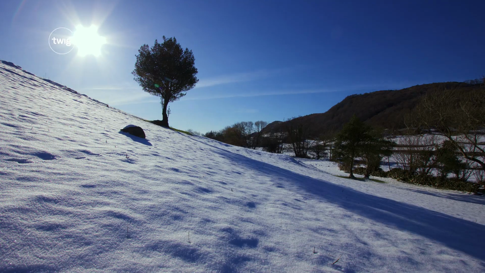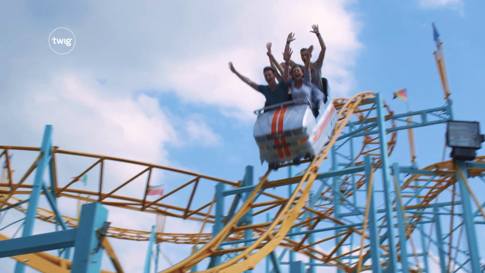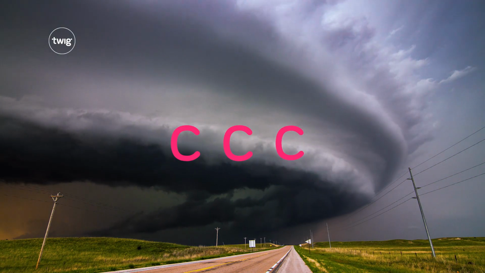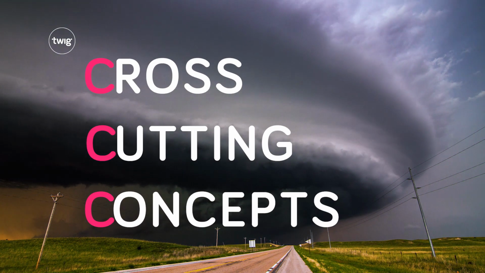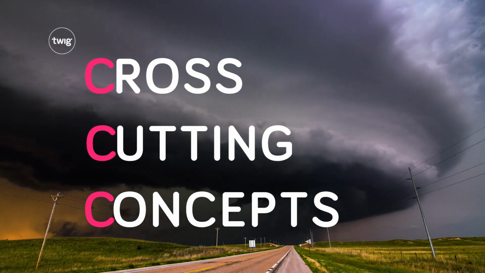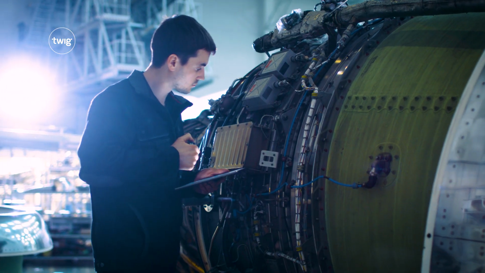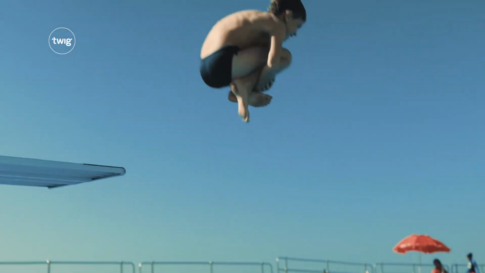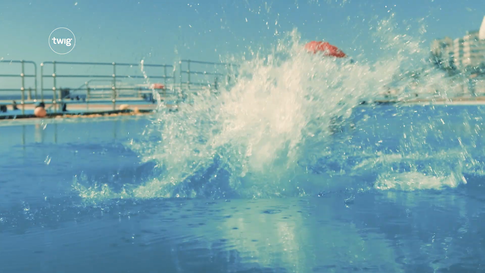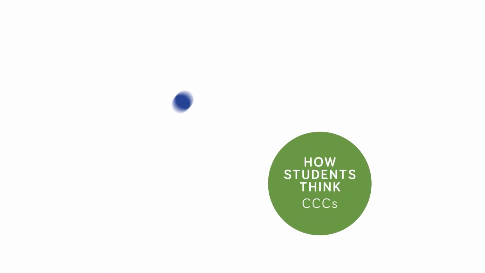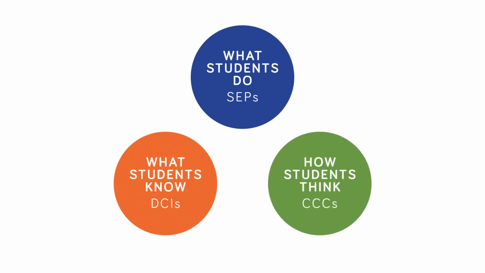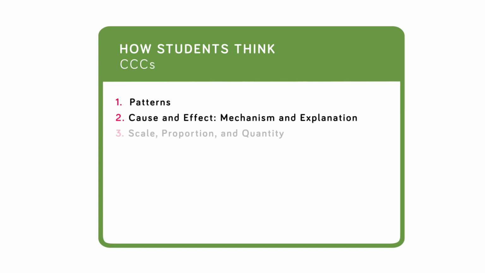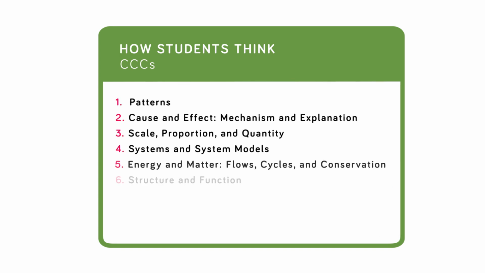Mastering just a few concepts can prepare students for a lifetime of STEM investigation. Crosscutting concepts, or CCCs, make up one of the three dimensions of 3D learning. CCCs are ideas that appear again and again across STEM subjects in many different forms. Because of this, they are crucial to building content knowledge and understanding scientific processes.